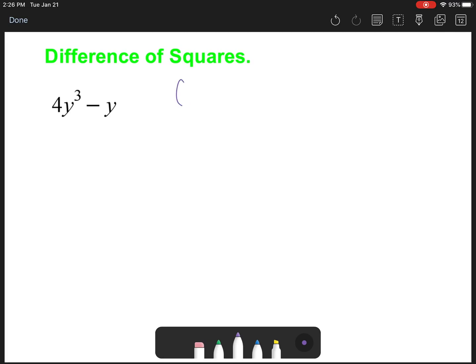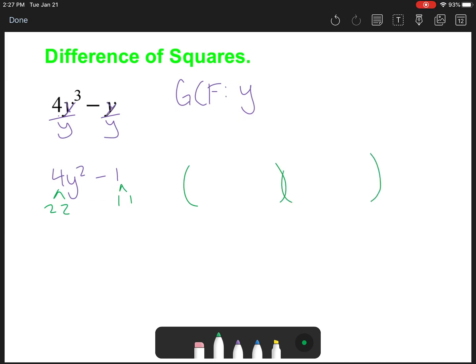This is the last difference of squares one. Looking at it, we do have a greatest common factor. We have 4y cubed minus y. Well, they both have y's, so we could factor that out, which would really leave us with 4y squared minus 1. Well, for this one, it's a little bit different because we have that leading coefficient of 4, but 4 is a perfect square, so this is going to work out for us anyway. And 1 is a perfect square because 1 times 1 is just 1. So if we're looking at this, we'd have the factors.